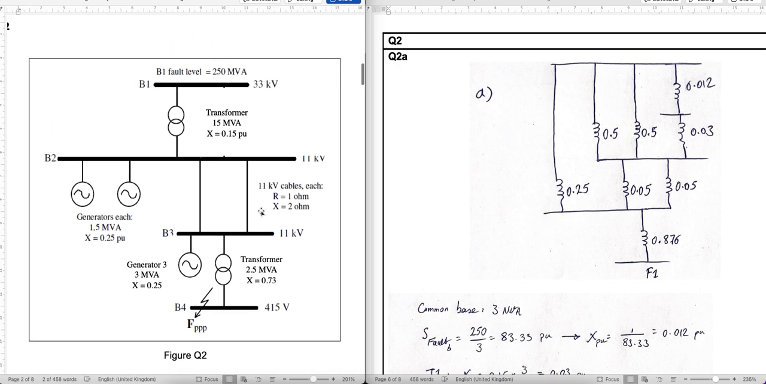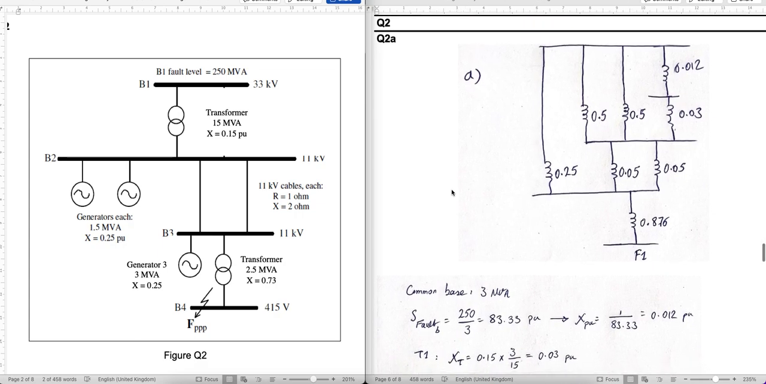So, let's see how we map it. What you see on top is actually the neutral node or reference node. Then, as this is a portion of the distribution network, we need to model that coupling point, this bus 1 fault level, with a reactance XS. So this is my XS.